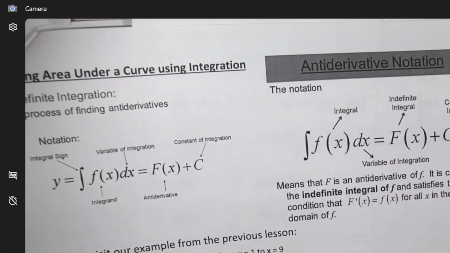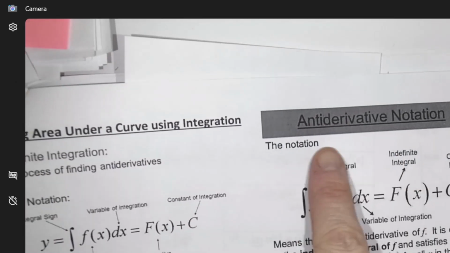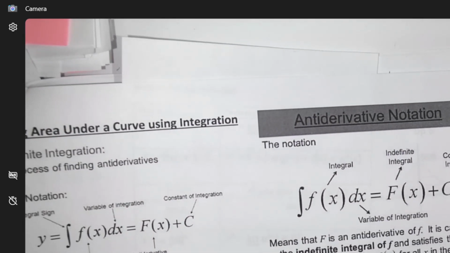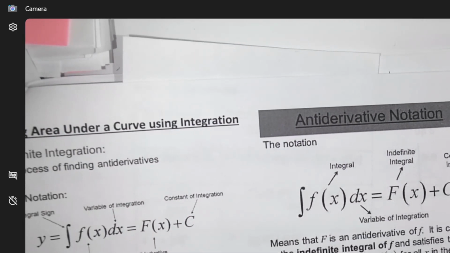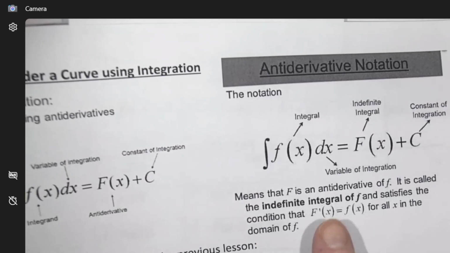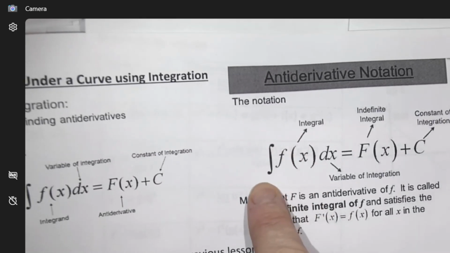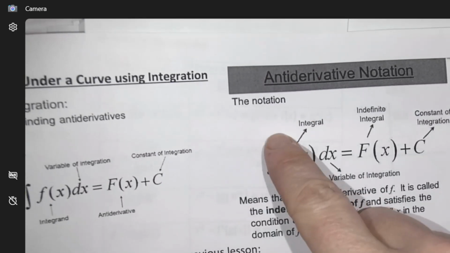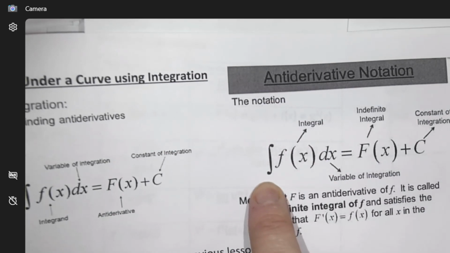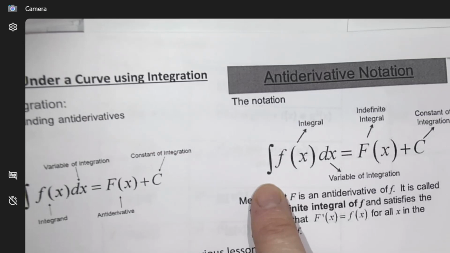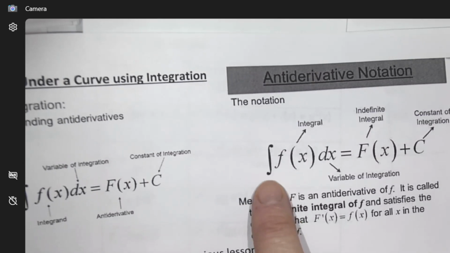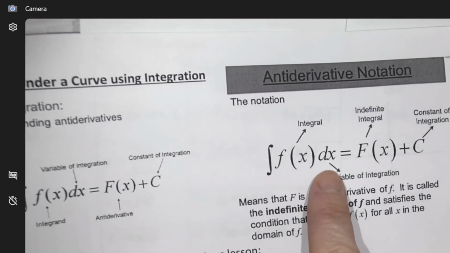So we've been learning to do the antiderivative, which means the backwards process of deriving. This little symbol right here, kind of like a longer s, is an integration symbol. Integration is the process of finding the antiderivative. So I'm going to integrate this function with respect to x. That's just the calculus words behind that.